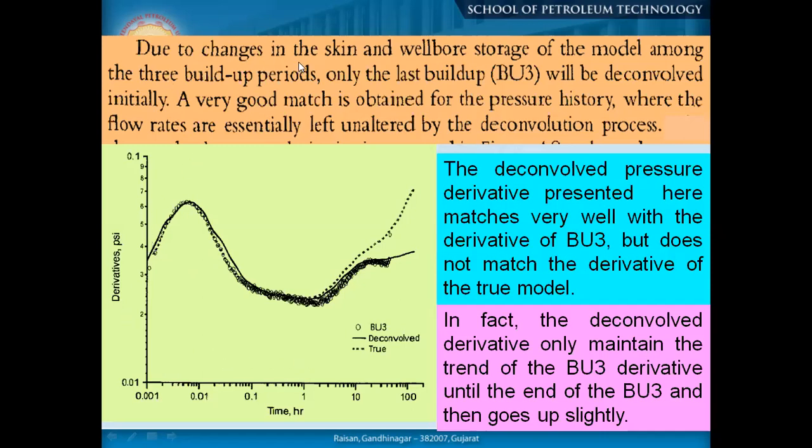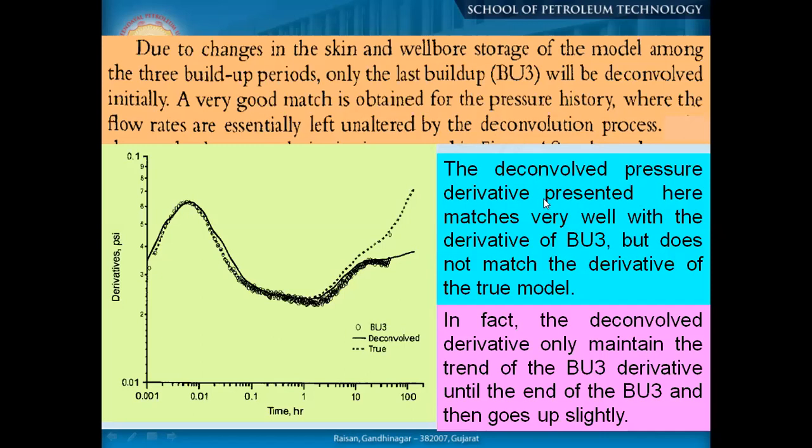Due to the change in the skin and the wellbore storage of the model among the three build-up periods, only the last build-up will be deconvolved initially. So we are initially testing with the third deconvolved pressure. The solid line, the dotted line is true, and this is your build-up 3 only, the dot part. You see it's very much matched with your model and build-up 3, whereas the true part is not matching. A very good match is obtained for the pressure history where the flow rates are essentially left unaltered by the deconvolution process.